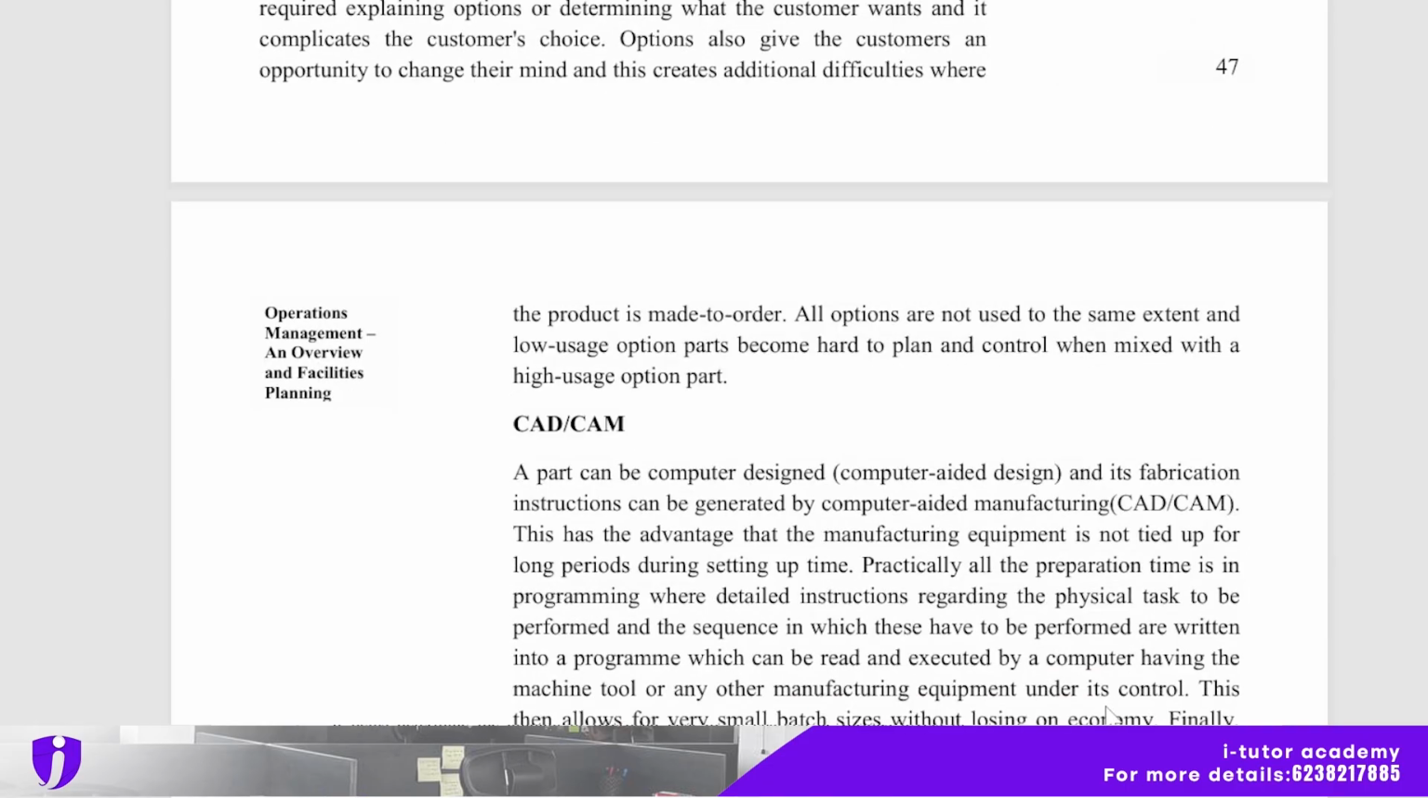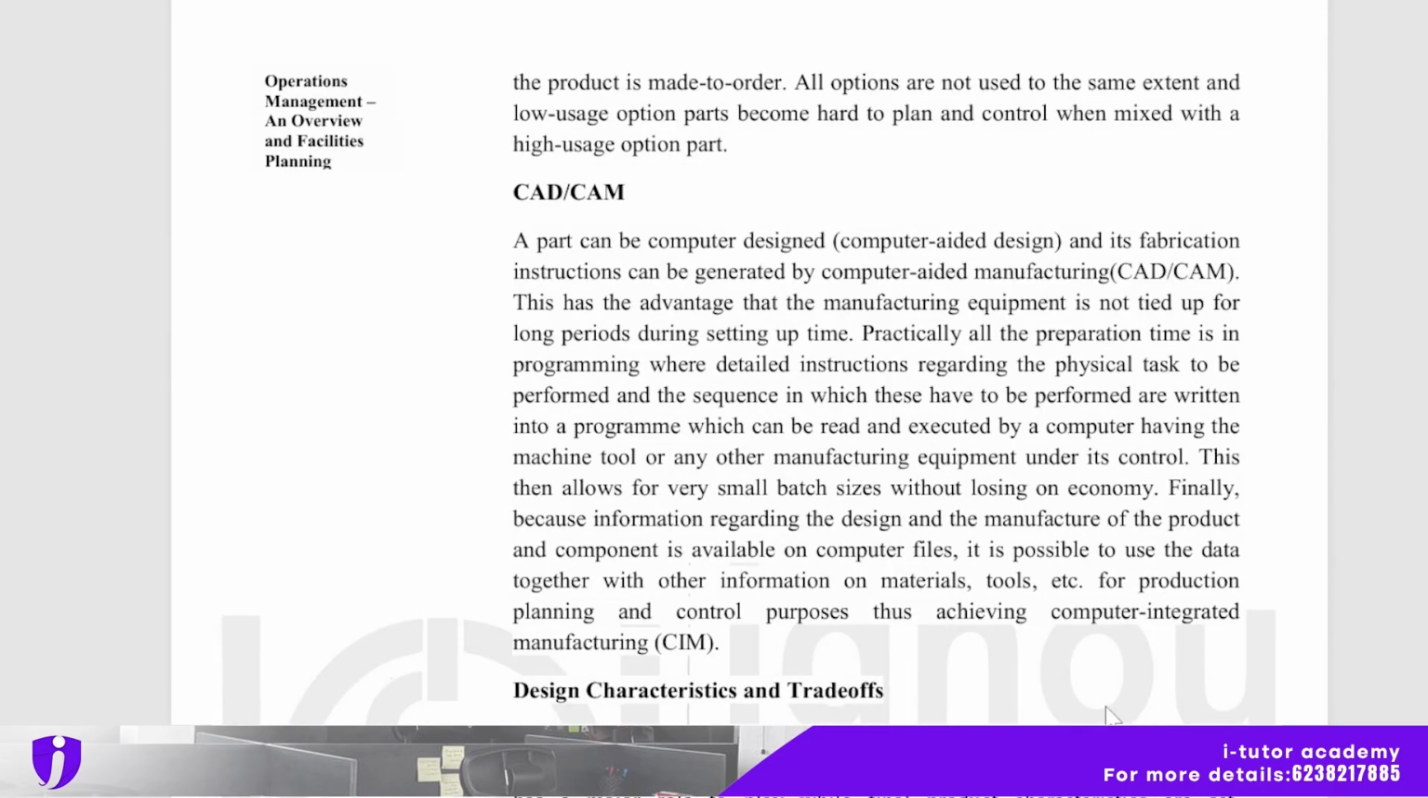CAD or CAM. A part can be computer designed, computer aided design, and fabrication instructions can be generated by computer aided manufacturing. This has the advantage that the manufacturing equipment is not tied up for a long period during setting up time, and practically all the preparation time is in the programming, where detailed instructions regarding the physical tasks to be performed and the sequence in which these have to be performed are written into a program, which can be read and executed by a computer having the machine tool or any other manufacturing equipment under its control.